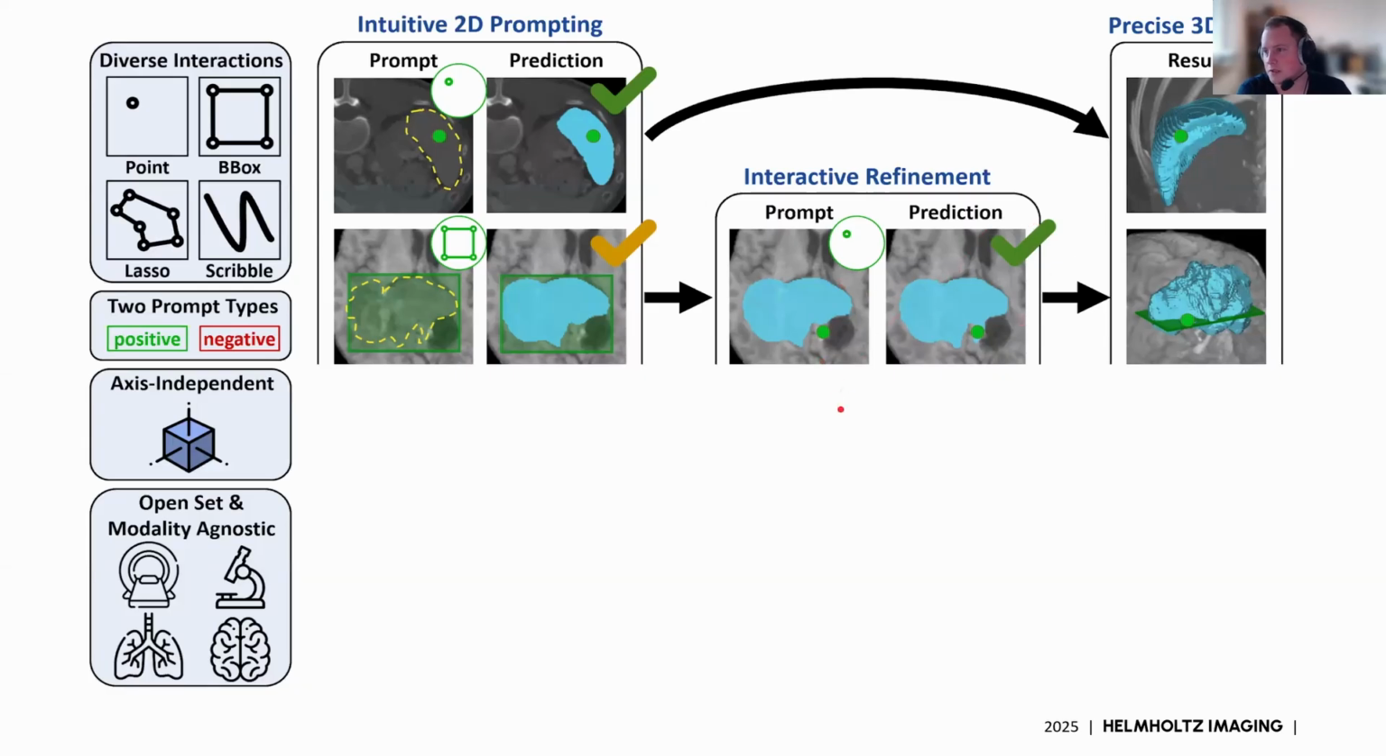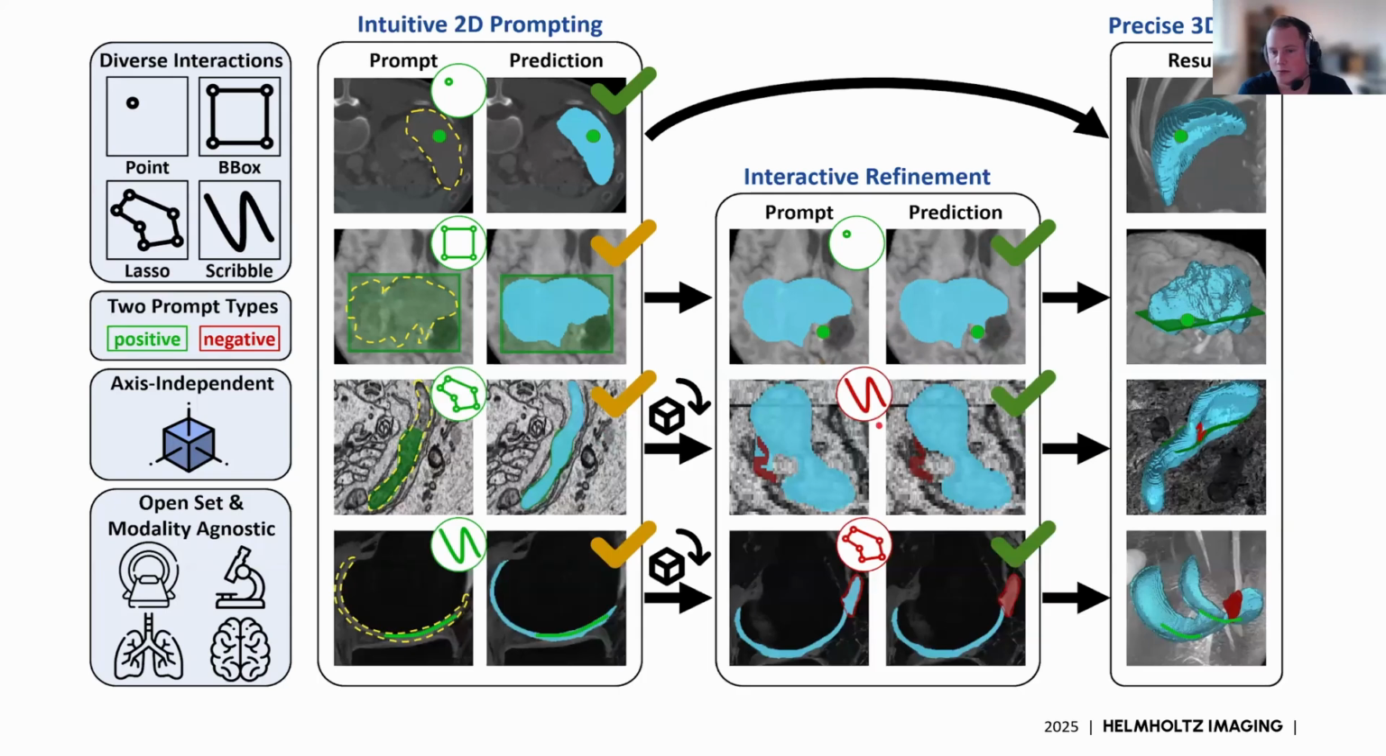And then the final prediction is what we're interested in. As I mentioned, we want this to be as dynamic and flexible as possible. So what we are showing here in the two examples further down is not only are we changing the prompting style between the initial prediction and the refinement. So here we start with what we call a lasso prompt, and we are then switching to a negative scribble to remove something that was over segmented.